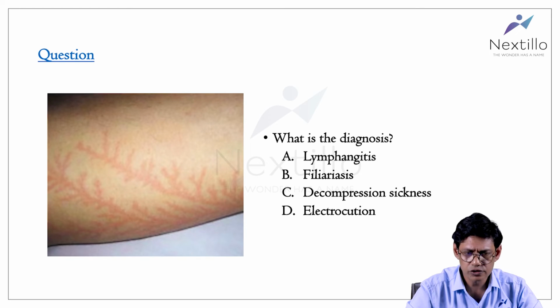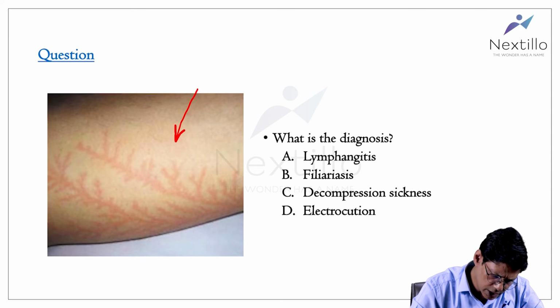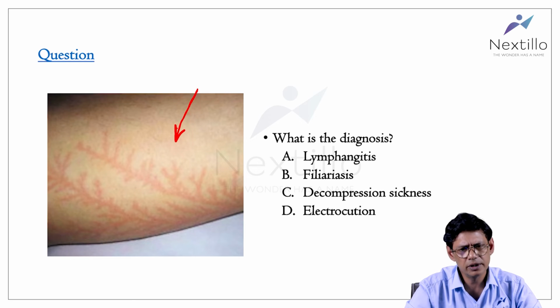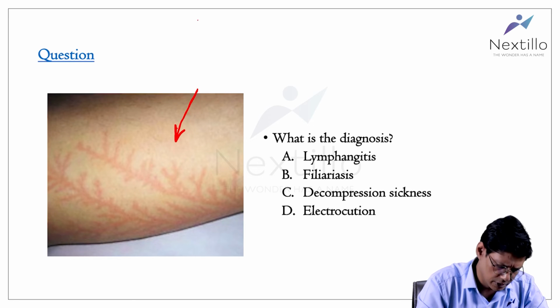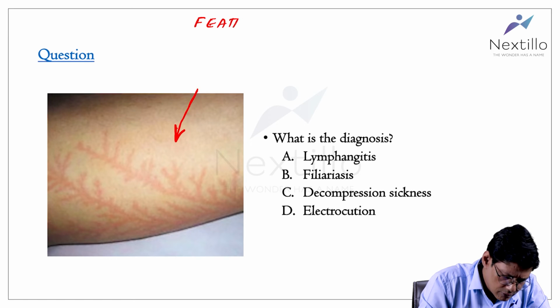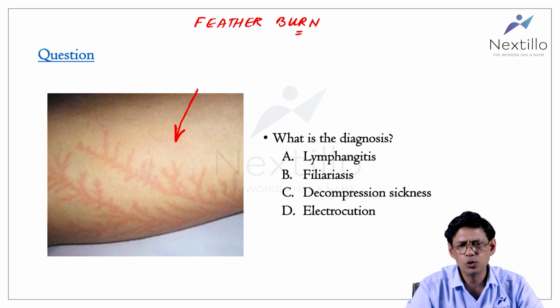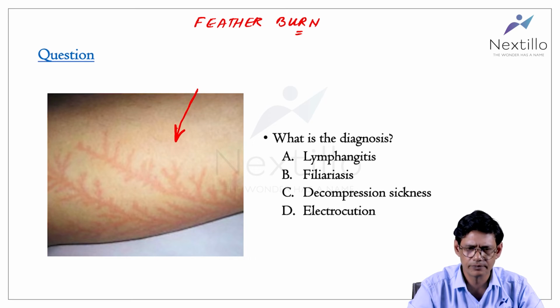What is the diagnosis for this picture? Is it lymphangitis, filariasis, decompression sickness, or electrocution? What we see in this picture is that there is some tattooing of the skin. This is very commonly associated with feather burns. These tattoos, which appear due to static electricity, are known as the Lichtenberg figures.